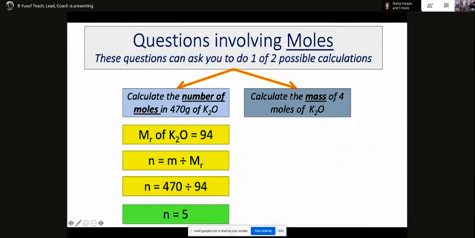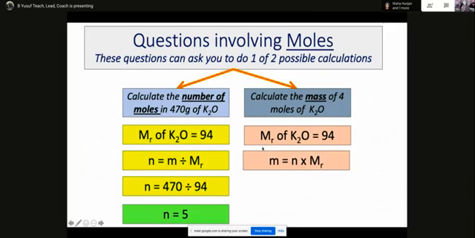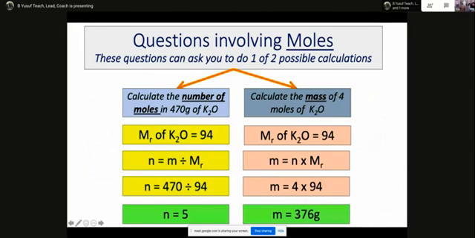If we look at rearranging that equation to work out the mass of 4 moles of K2O, you've got this. Again, the relative formula mass of K2O is the same, it's 94, it always will be. If you rearrange the equation, this time the mass equals the number of moles times the relative formula mass. That gives you 4 times 94, which means you have 376 grams. And they are the key principles for any questions involving moles.